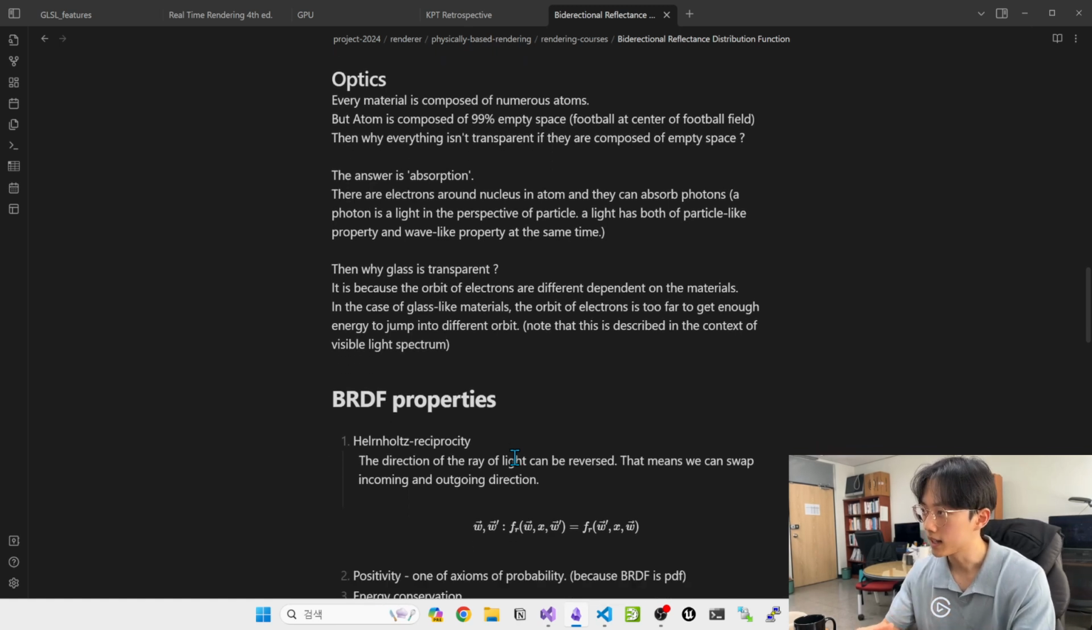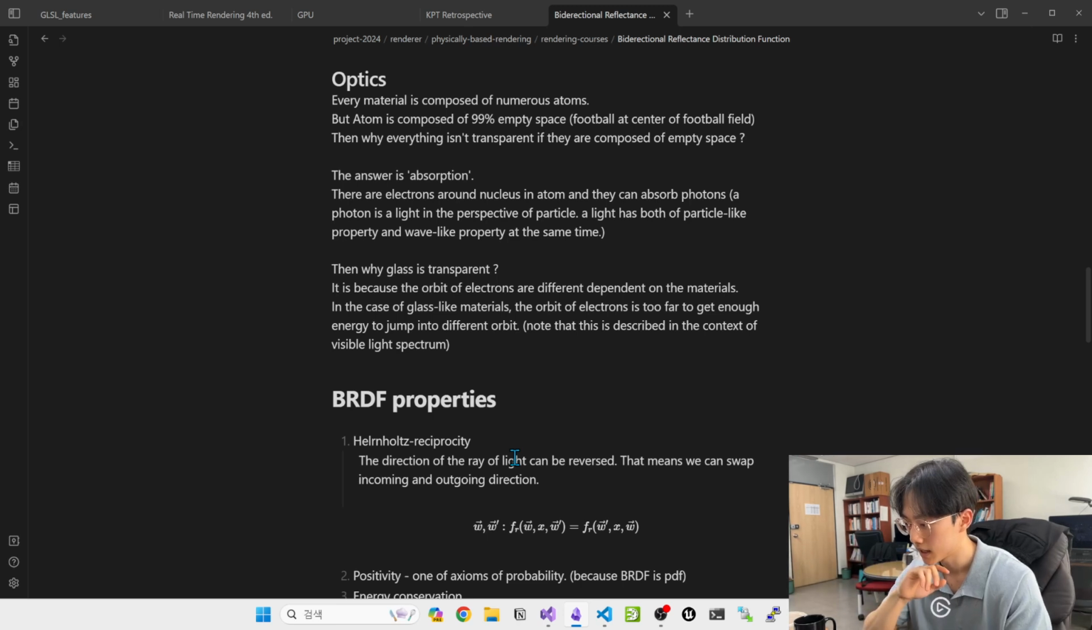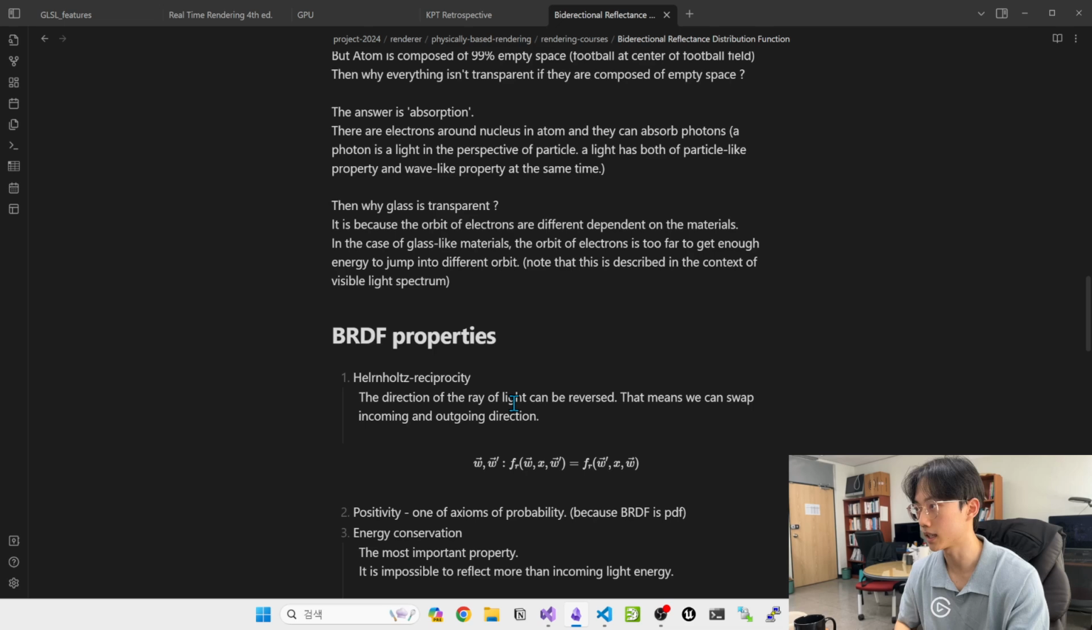Anyways, why is glass transparent? It's because the orbits of electrons differ depending on the material. In the case of glass-like materials, the orbit of electrons is too far to get enough energy to jump into different orbits, so we can't see the reflectance. It is too far to absorb energy, so the light just passes through the surface, which is what we call transmittance. But note that this is described in the context of the visible light spectrum. There are a lot of light spectrums, and some of them can be absorbed at the surface even if it's a glass-like material.